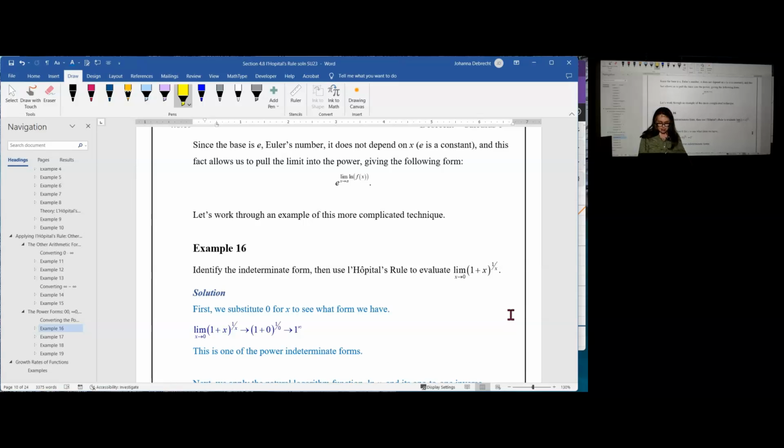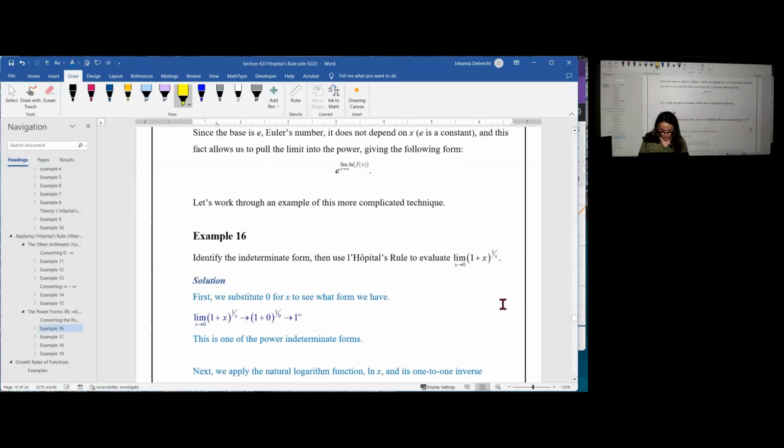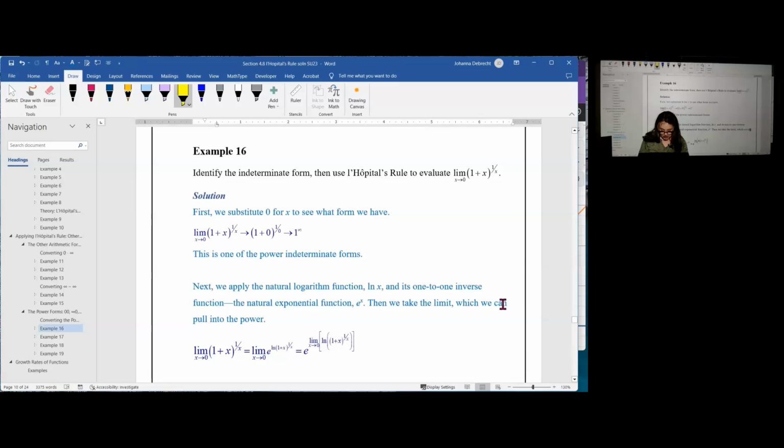Let's take a look at this example, which I've worked out for you, so that we can see what the steps are. Converting a power form is a lot more work than the previous forms, with the possible exception of infinity minus infinity. The algebra is complicated, and you do have to be very careful to always leave the natural log in the numerator.